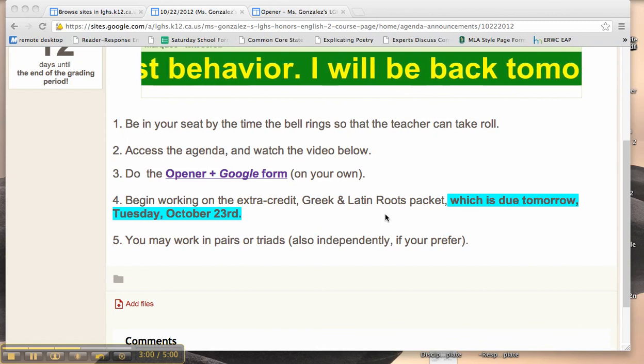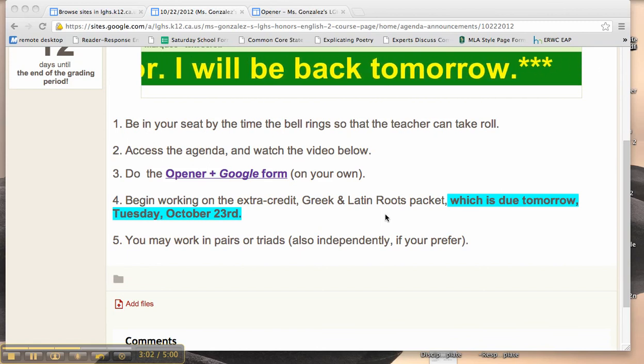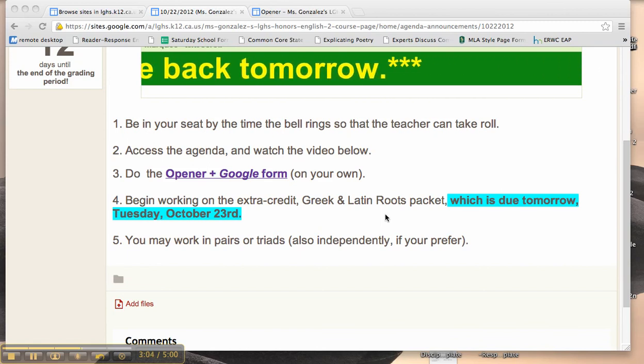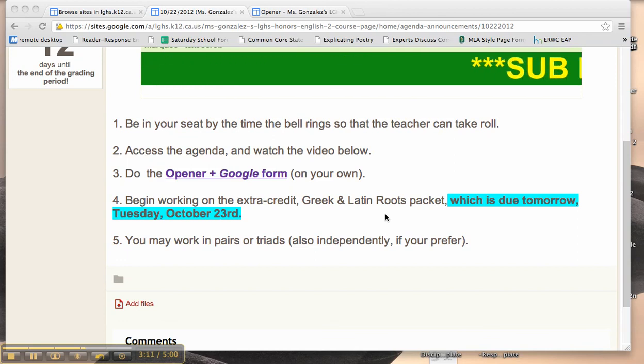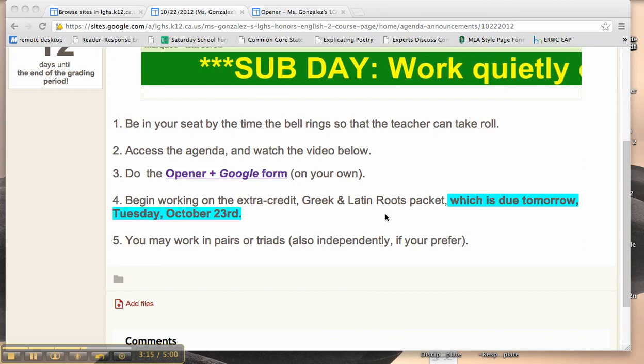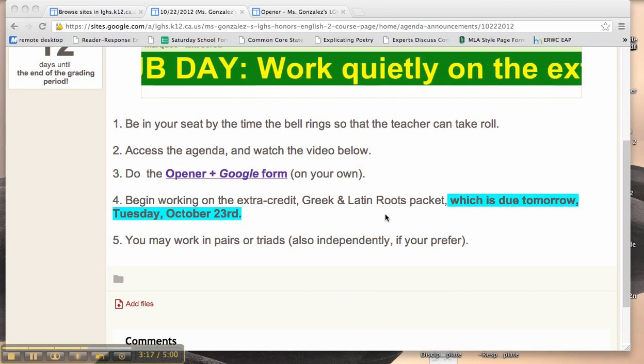So I have these worksheets that you're going to do. You don't need the sub to do it. If anything, you can just ask him or her if you have a problem understanding what a question is asking or what have you. But most of it is done independently. In any case, this assignment is due tomorrow. The whole packet is 100% complete, or you get no credit.